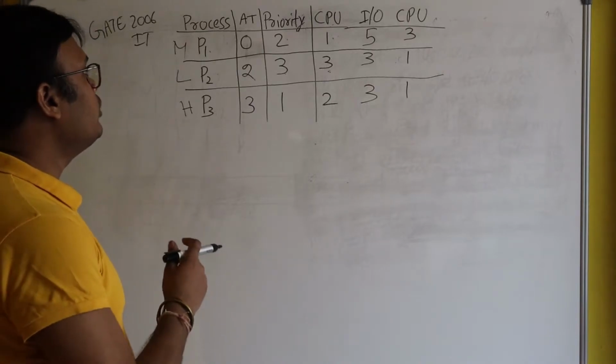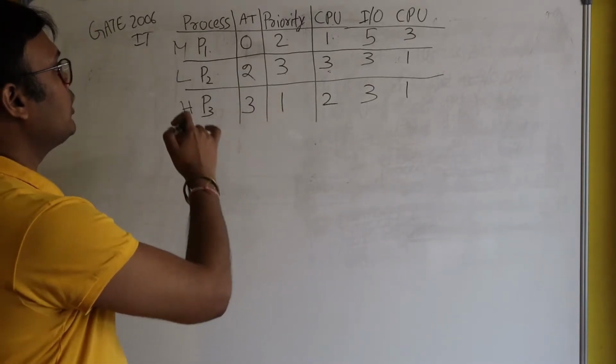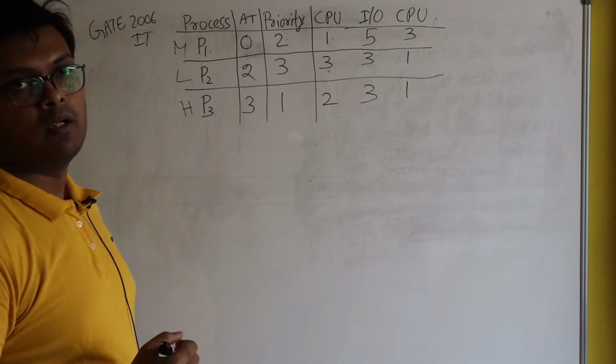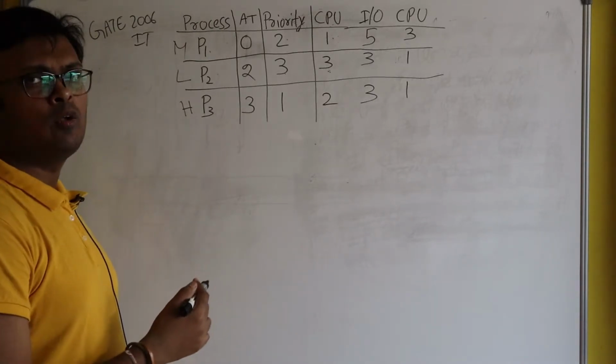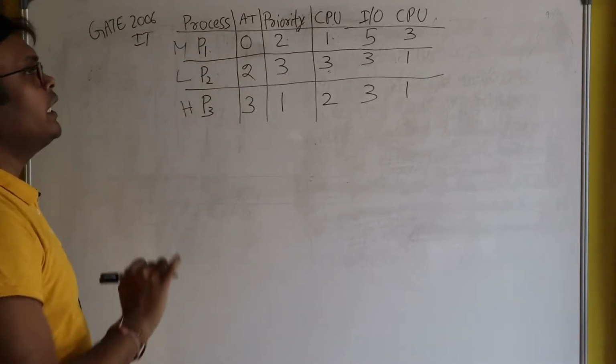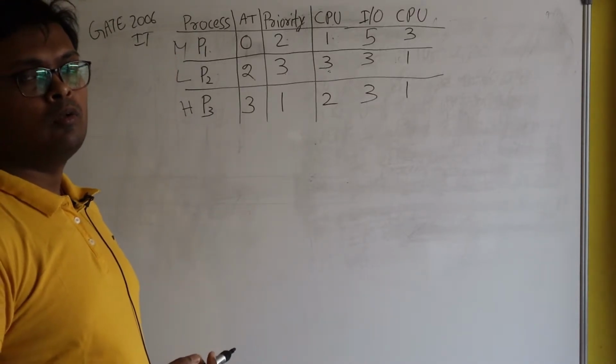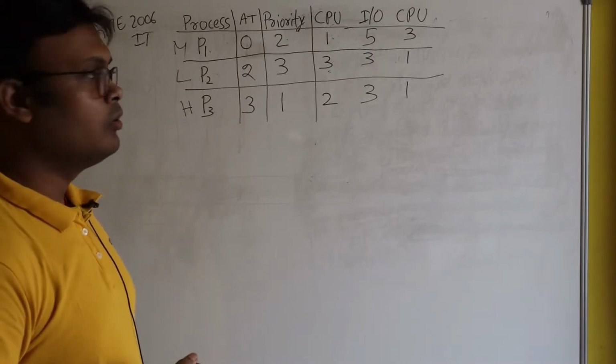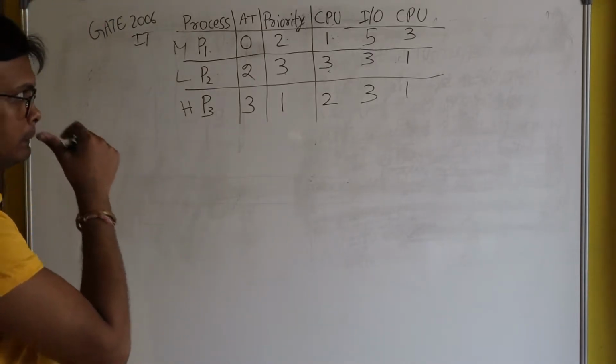I have collected the useful data from the question, and on the basis of that, I have prepared the table. Okay. If you want the full question, then you can Google it out. Just simply type GATE 2006 IT CPU scheduling in Google and you will get the question. Okay, so let's solve this.